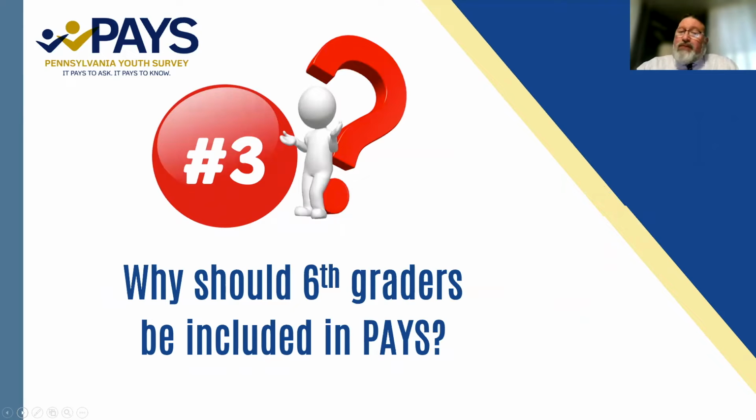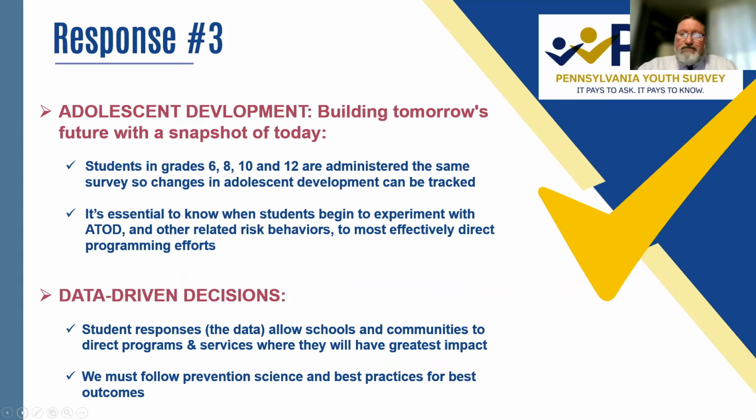So our third question, why should sixth graders be included in the PAYS? As we mentioned, the survey is given to kids in the 6th, 8th, 10th, and 12th grade. Because it's administered every other year in the fall of the odd years, you're able to track the same cohorts of kids throughout their academic career.